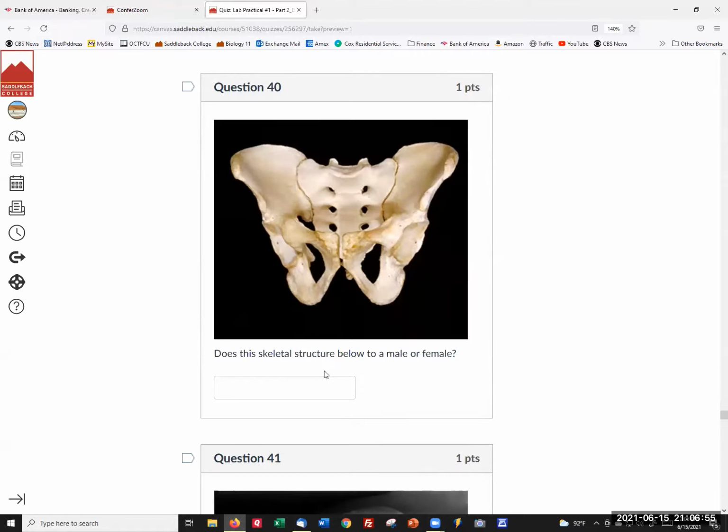Does this skeletal structure belong to a male or a female? Forget all the other stuff. Look at the angle here. If it's wider than 90 degrees, it's female. Is it wider than 90 degrees? No. It's male.